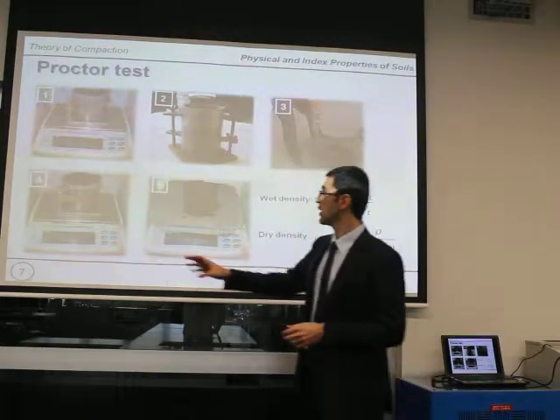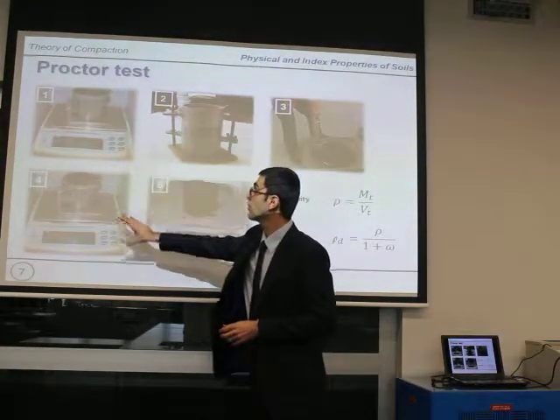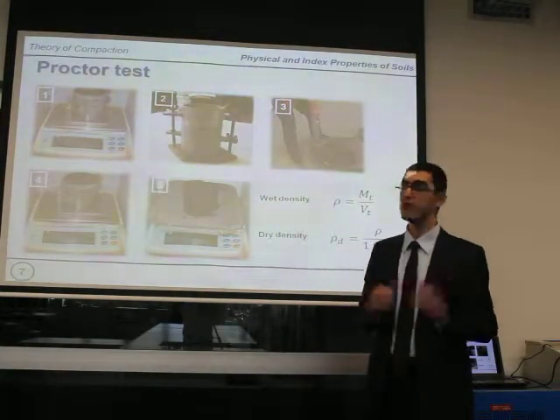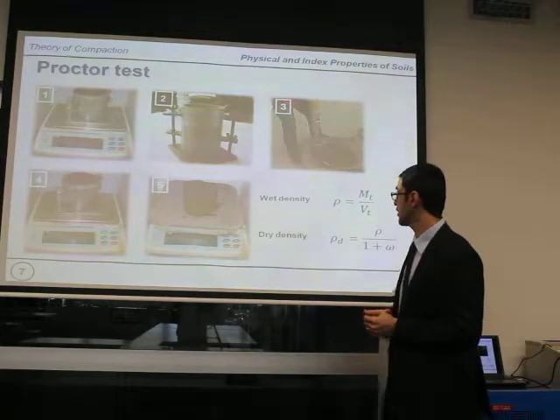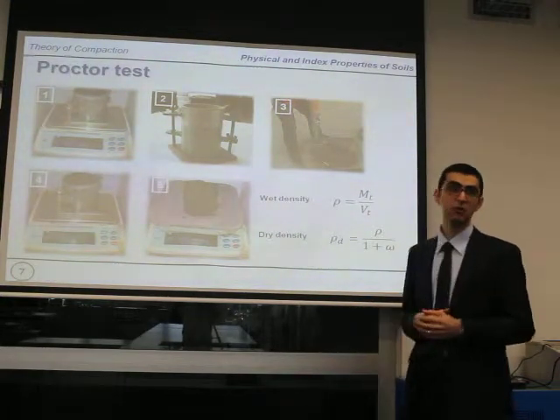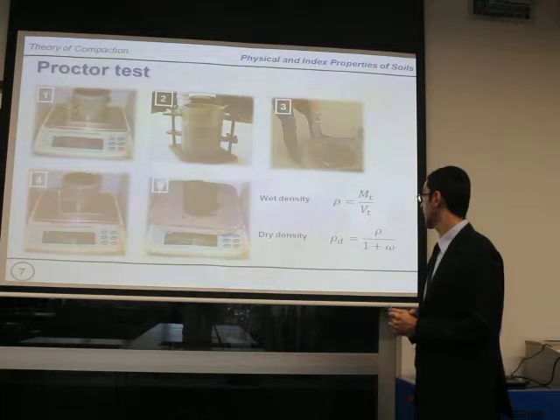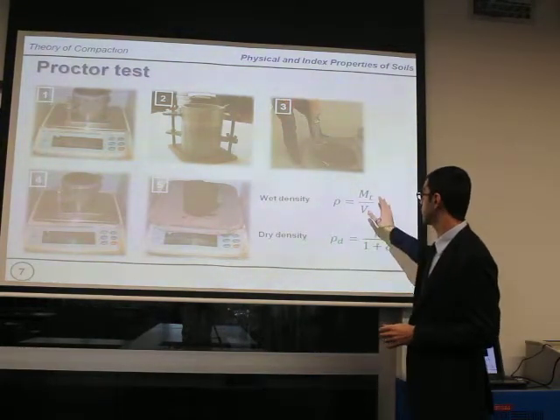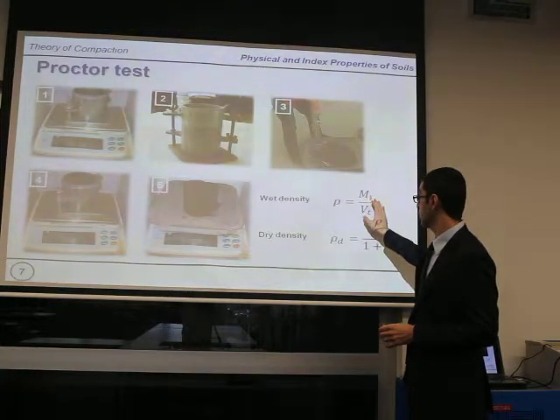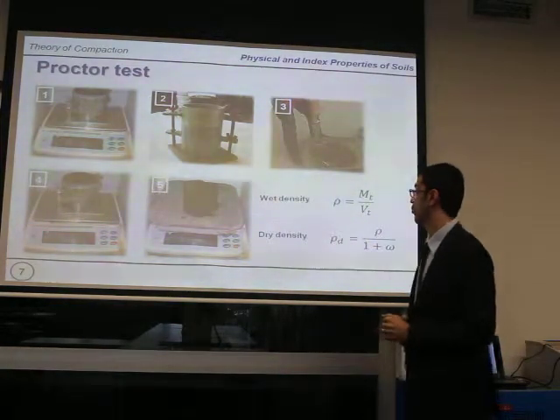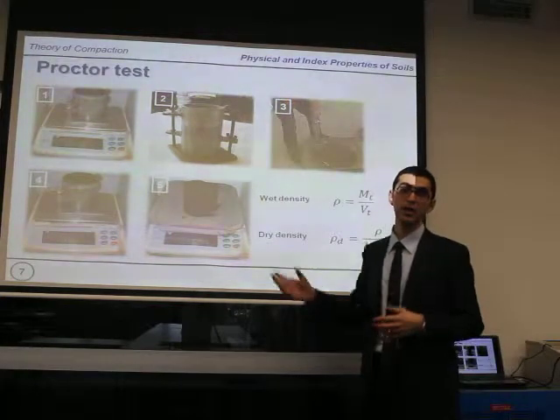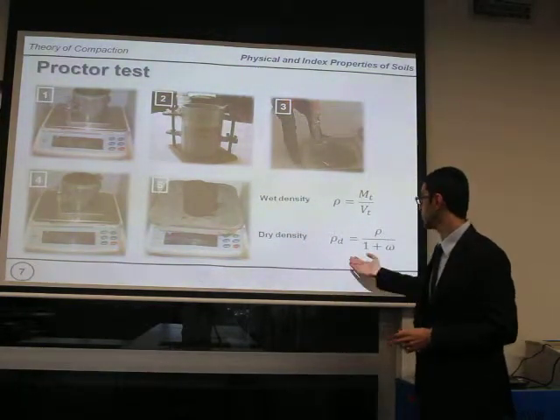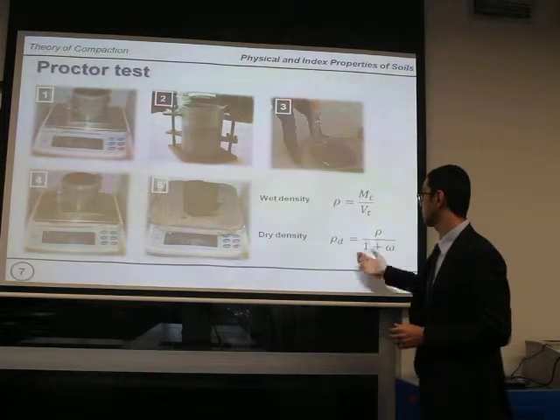The difference between figure 4 and 1 will give you the mass of the wet soil inside the mold. So basically, if you use the phase relations equations, as I said last week, you will be able to find the wet density, because you have the total weight of the soil, the wet one, and the volume of the mold. And once you find the moisture content of the specimen, you will be able to find the dry density using this equation.